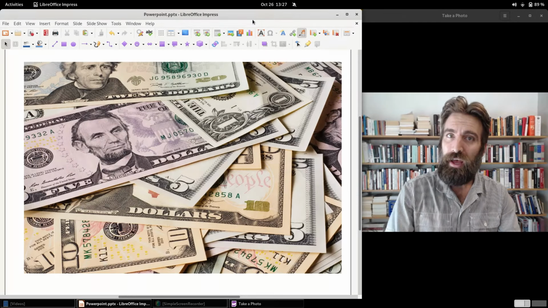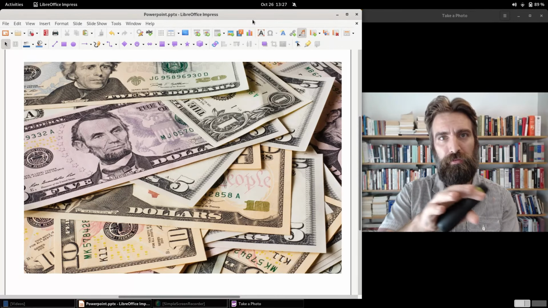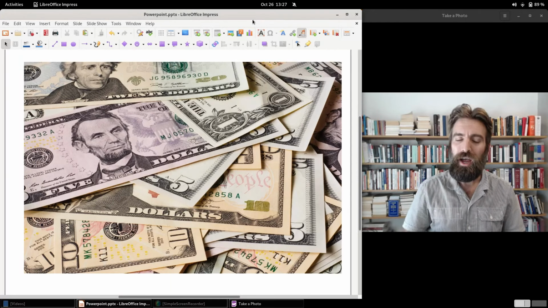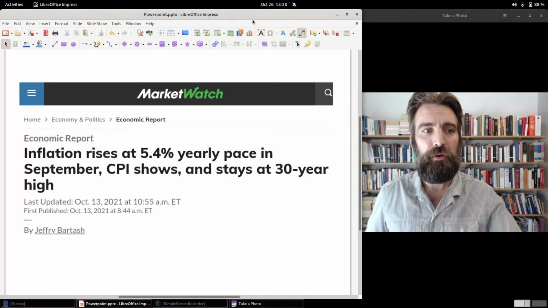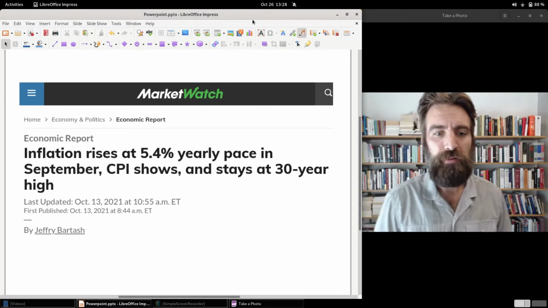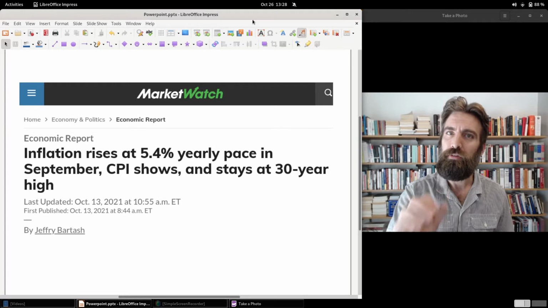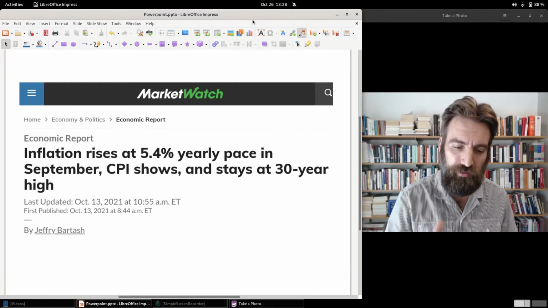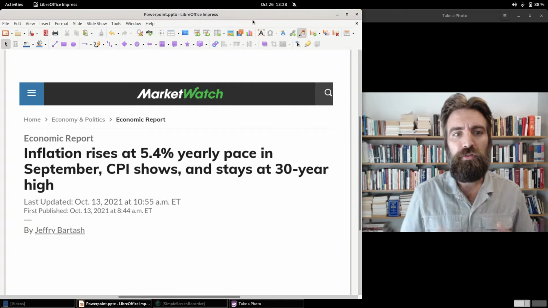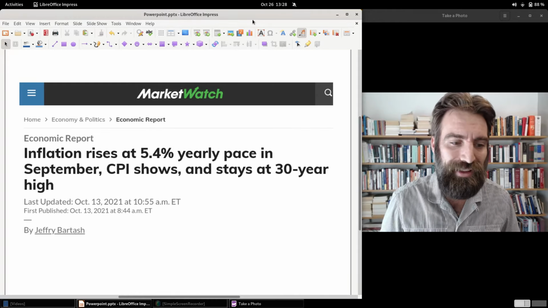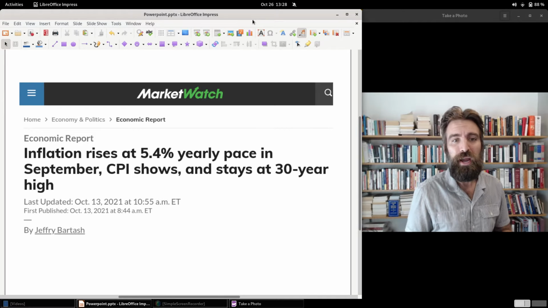So, as everyone is aware, inflation is in the news. What is inflation? Inflation is when the purchasing power of a particular currency erodes over time, and it can happen rapidly, it can happen gradually. And right now, the inflation rate is higher than it's been in a few decades. The CPI, which is the consumer price index, is a weighted average of the prices of various consumer goods and services. The CPI rose 5.4% in September, and the CPI has been above 5% since the late spring.